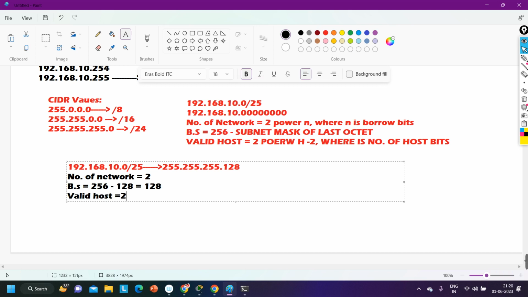So valid hosts will become what? 2 to the power h, minus 2. If we have 25 network bits, how many host bits do we have? The total size of an IP address is 32 bits. Out of 32, 25 are network bits, so 7 are host bits. So valid hosts is 128 minus 2, which is 126.